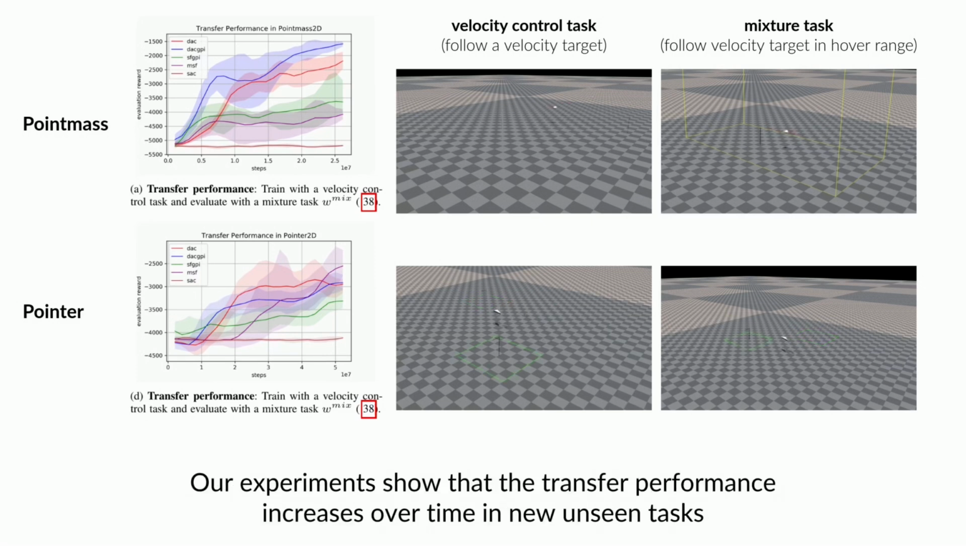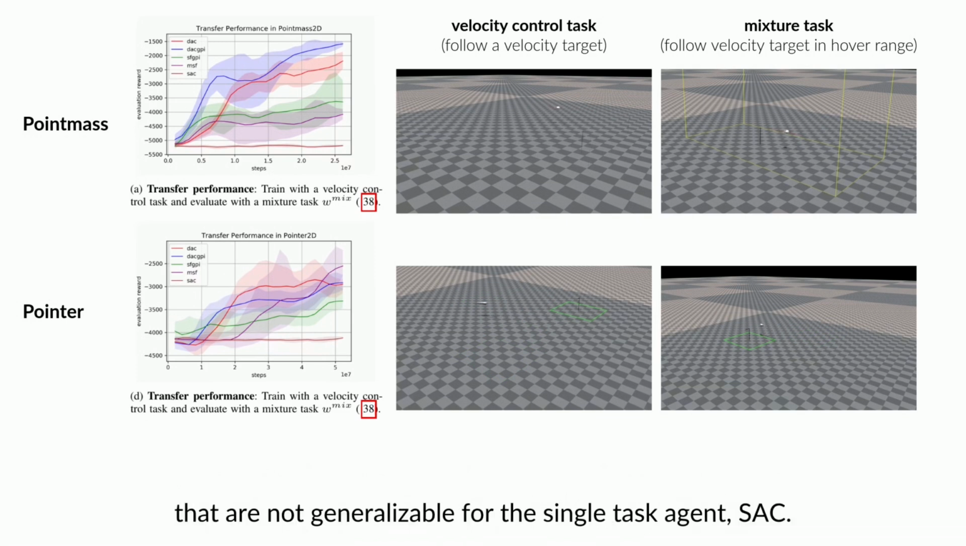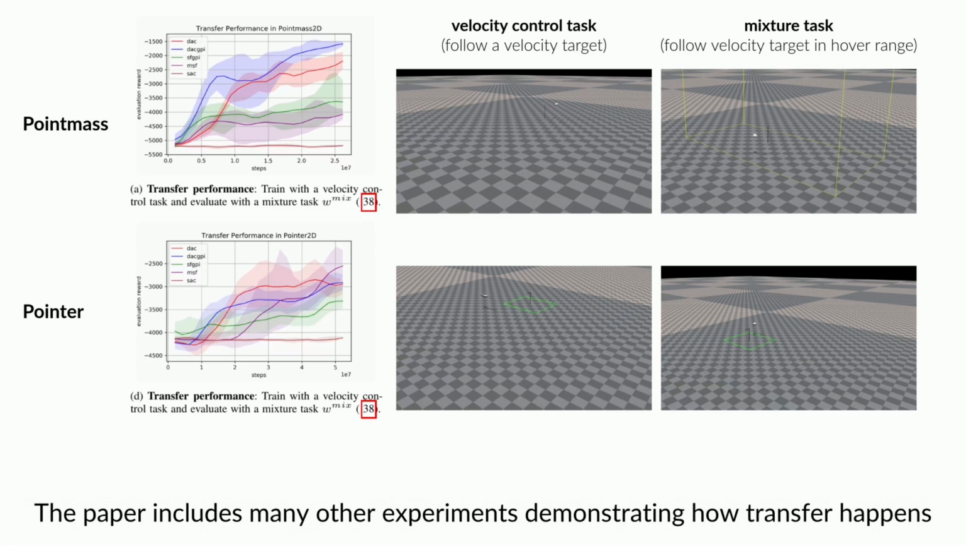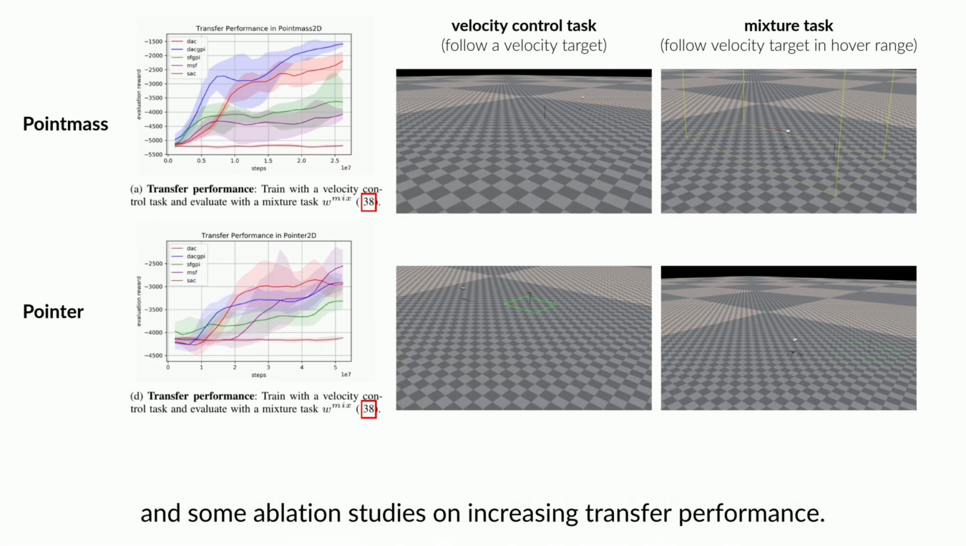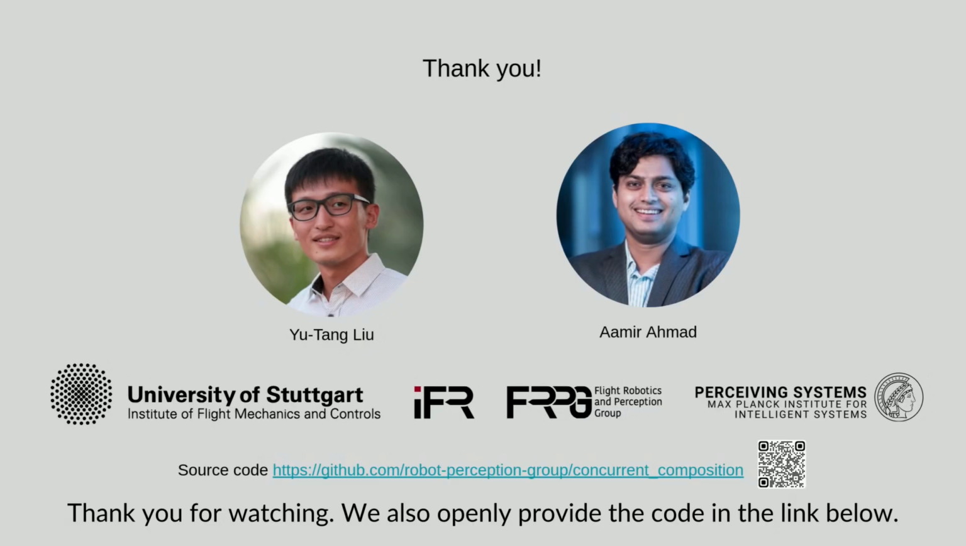Our experiment showed that the transfer performance increases over time in new unseen tasks that are not generalizable for the single task agent, SAC. The paper includes many other experiments demonstrating how transfer happens and some ablation studies on increasing transfer performance.